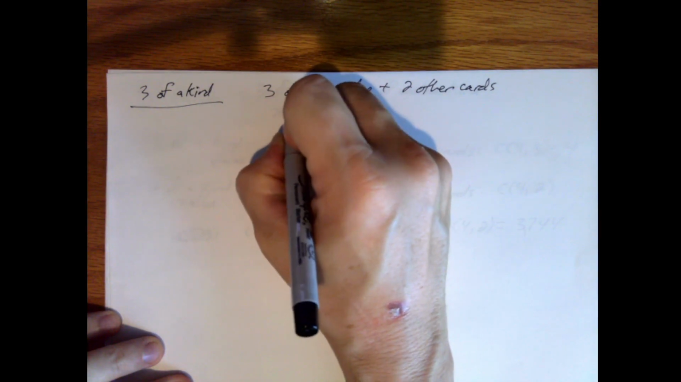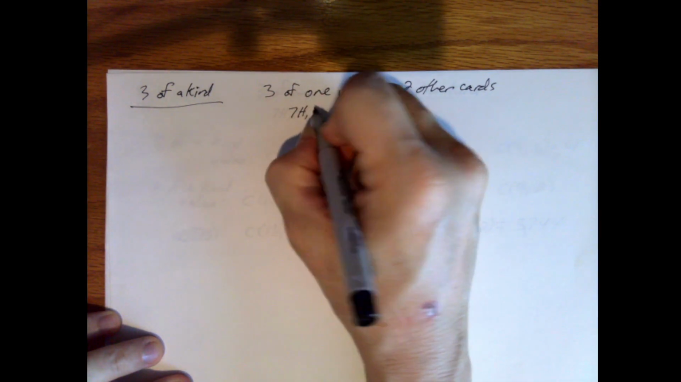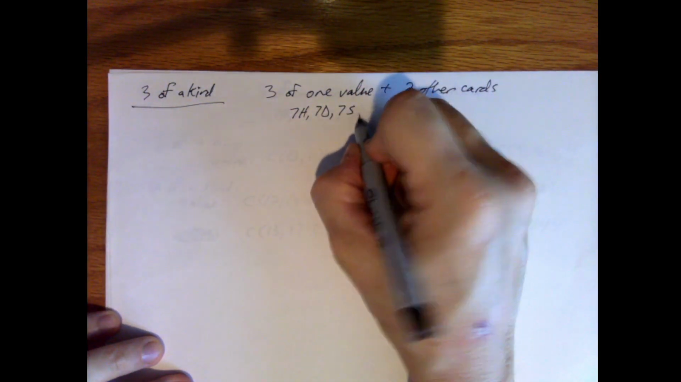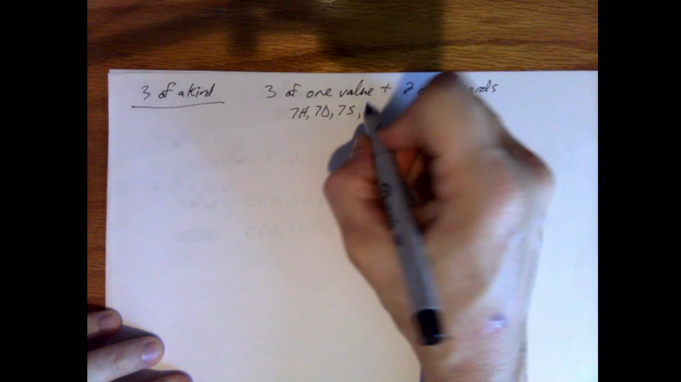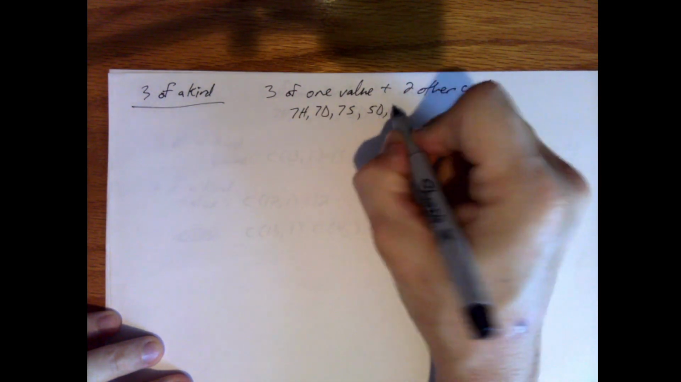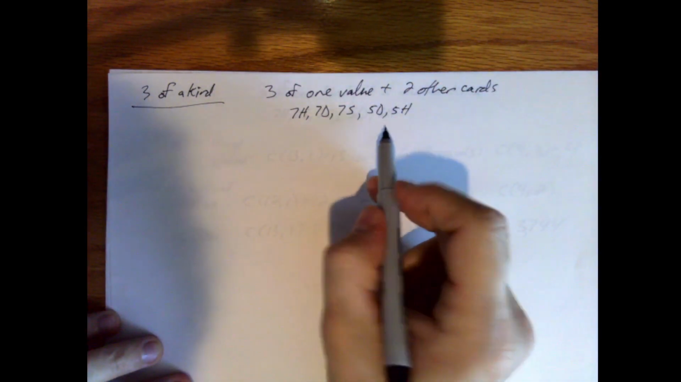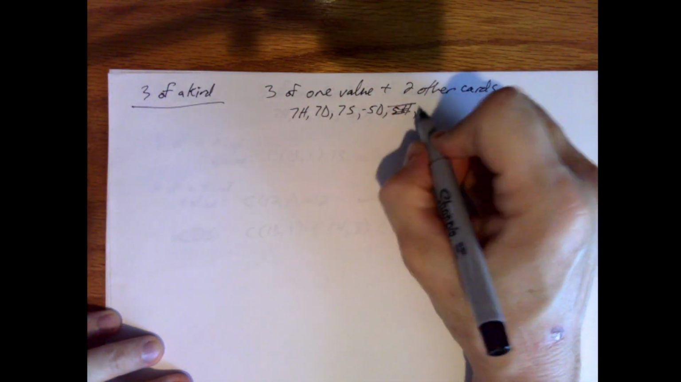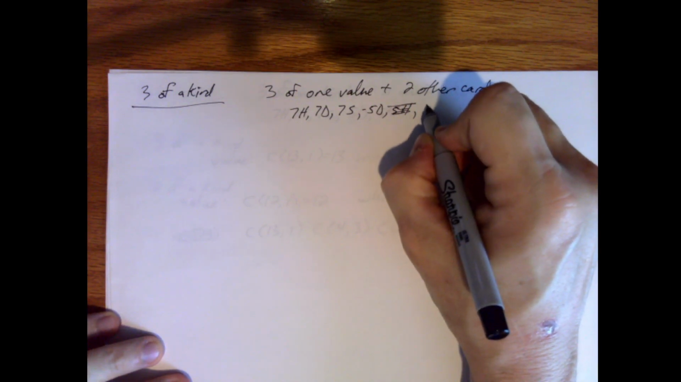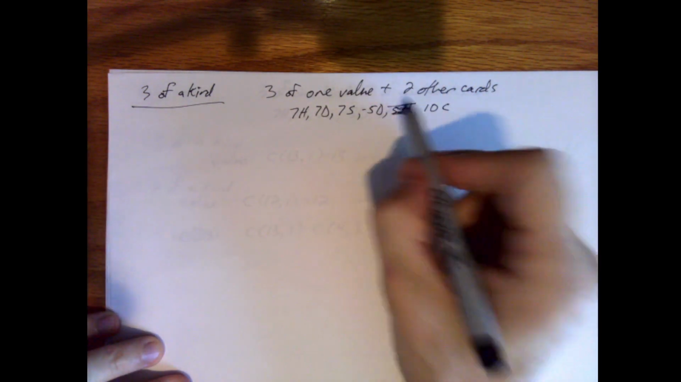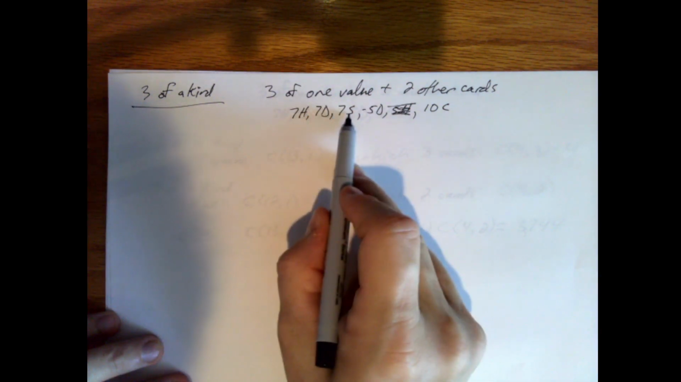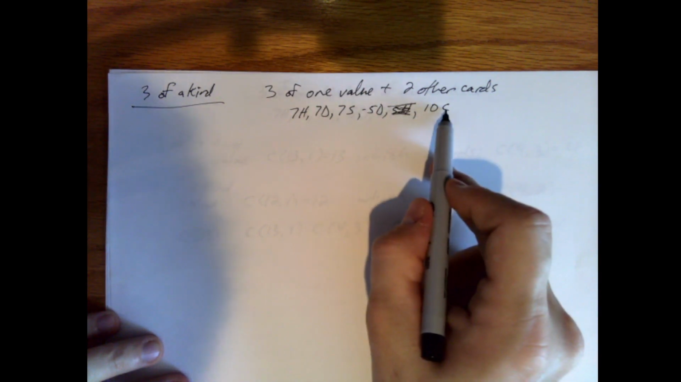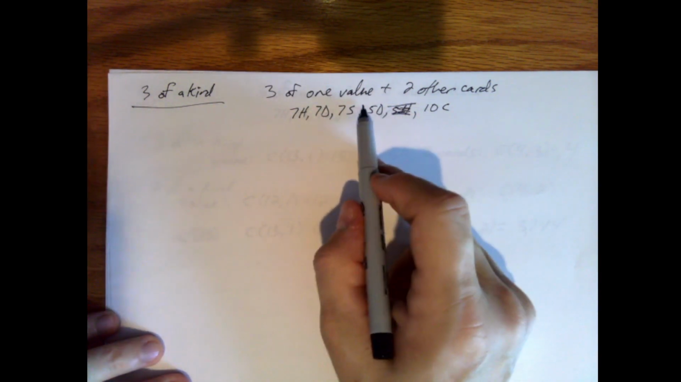So we have the 7 of hearts, 7 of diamonds, 7 of spades, and I'm going to do something wrong here. So then if I have my 5 of diamonds, 5 of hearts, we call this a full house. So this wouldn't work. But I could have, say, 10 of clubs. So 3 of a kind plus 2 other cards that are not of the same value, and none of these then could be the other 7, because then that'd be 4 of a kind.